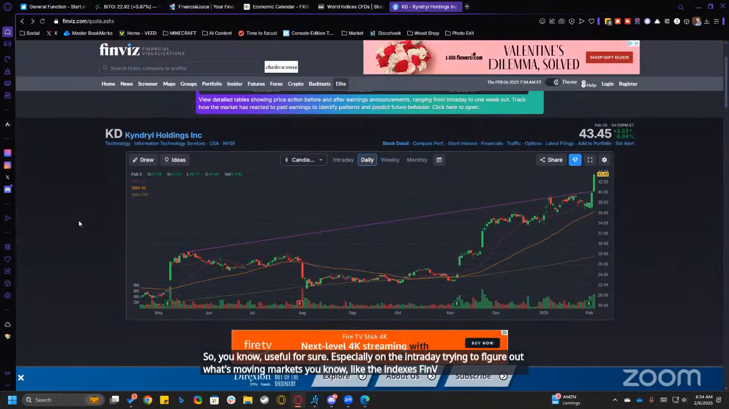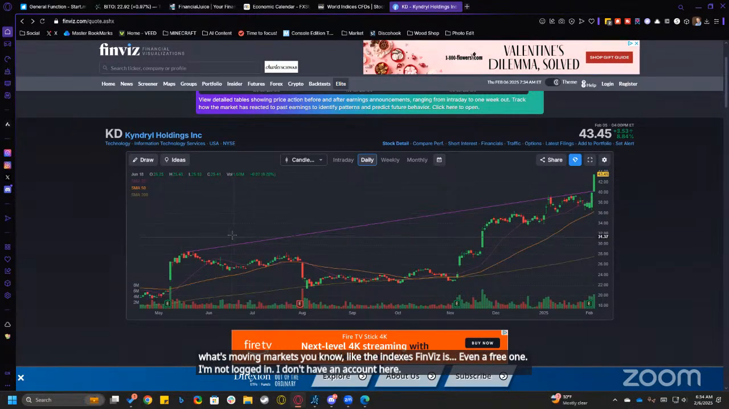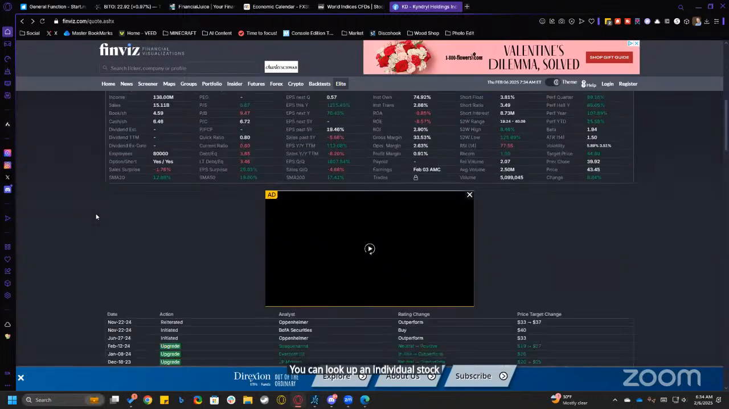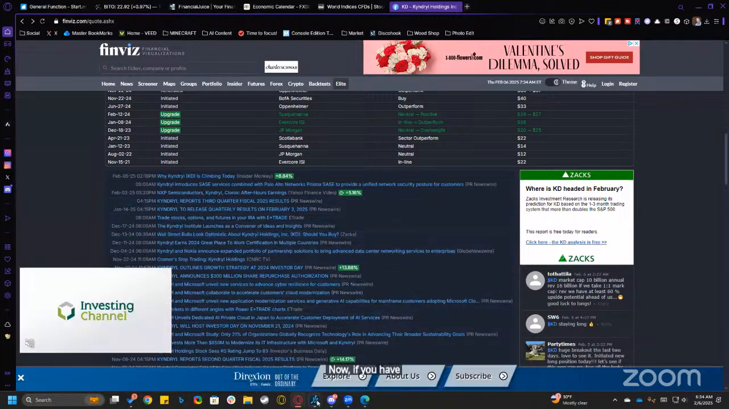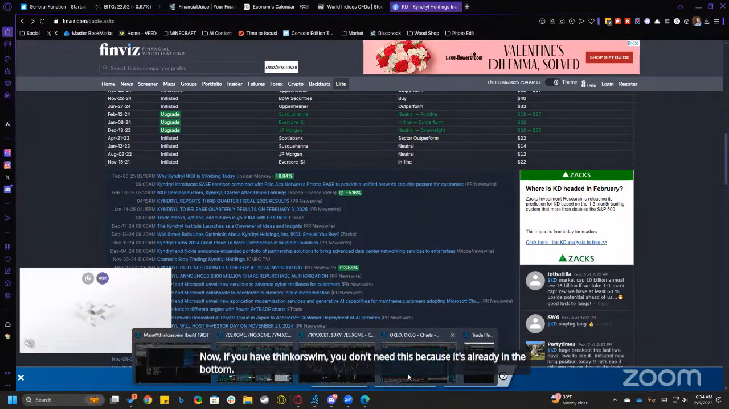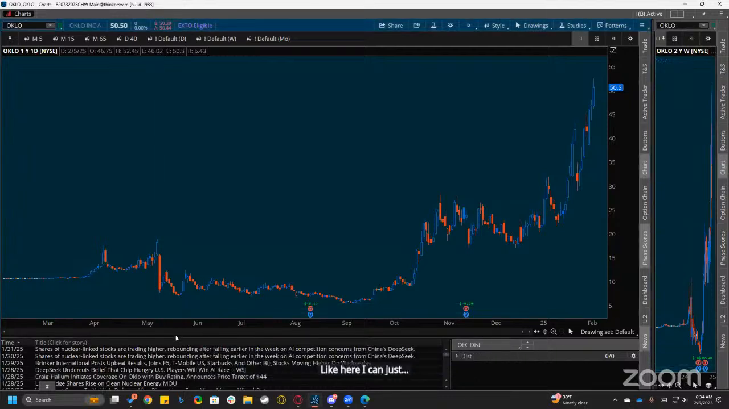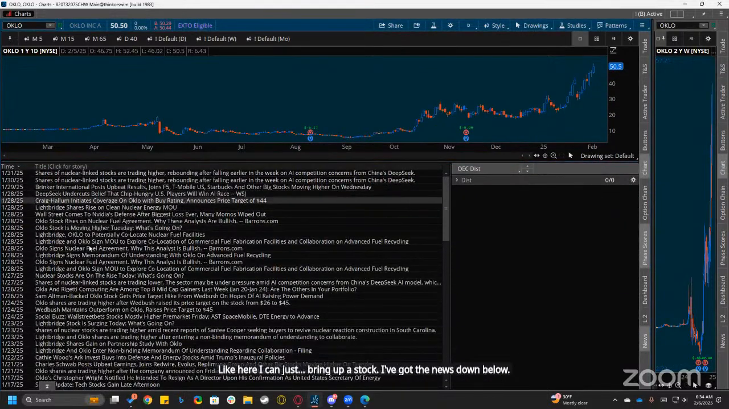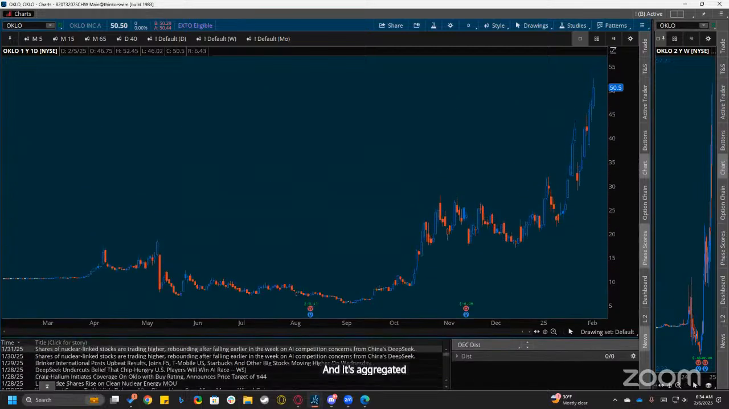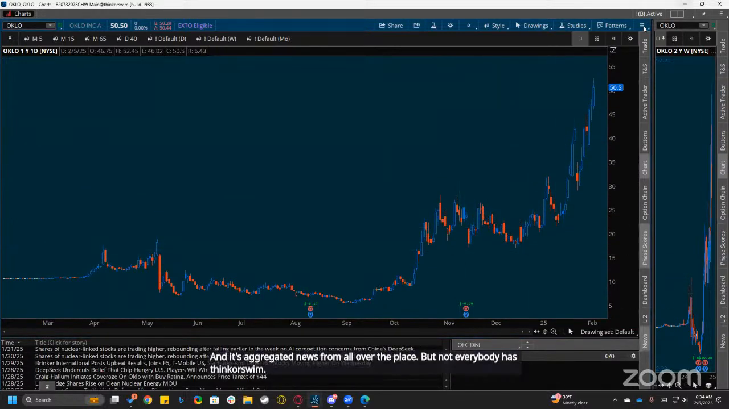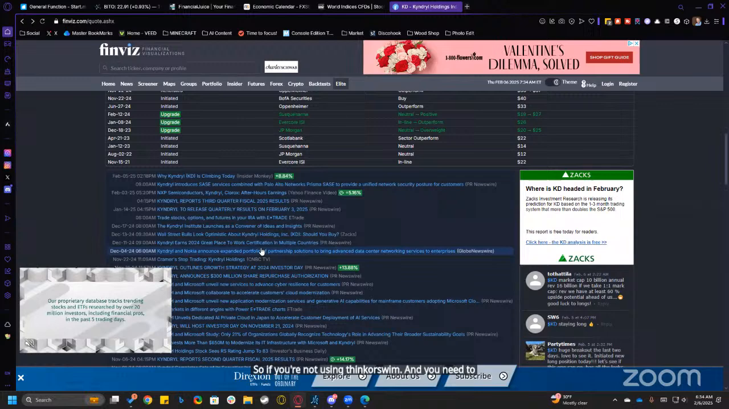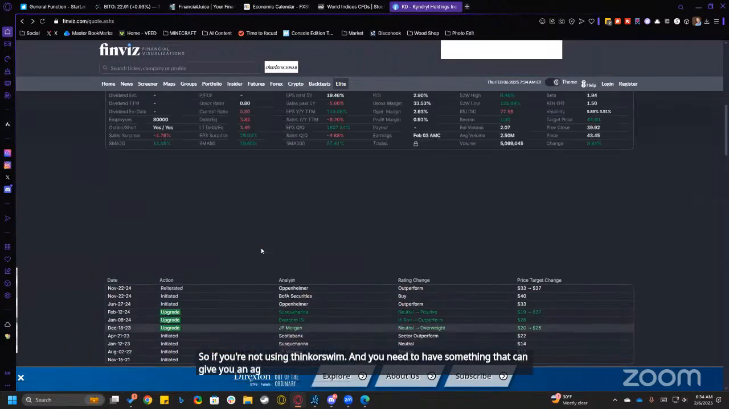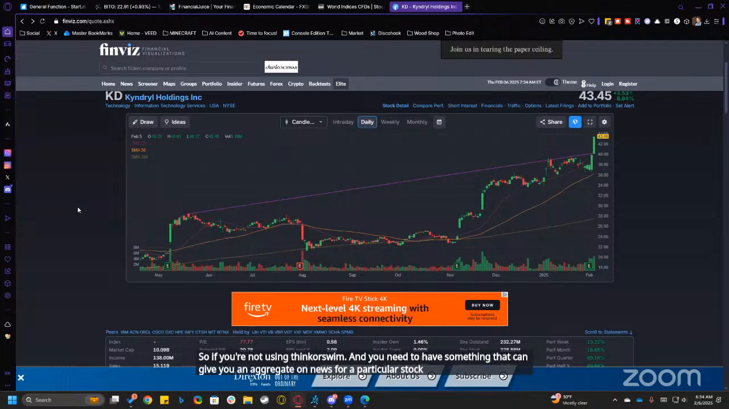But FinViz is even a free one. I'm not logged in. I don't have an account here. You can look up an individual stock and scroll down and get to the news on that stock. Now, if you have Thinkorswim, you don't need this because it's already in the bottom, right? Like here, I can just bring up a stock. I've got the news down below, and it's aggregated news from all over the place. But not everybody has Thinkorswim. So if you're not using Thinkorswim and you need to have something that can give you an aggregate on news for a particular stock, this is not a bad place to go.